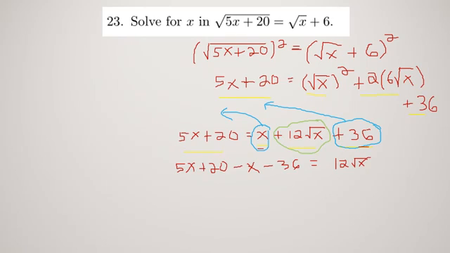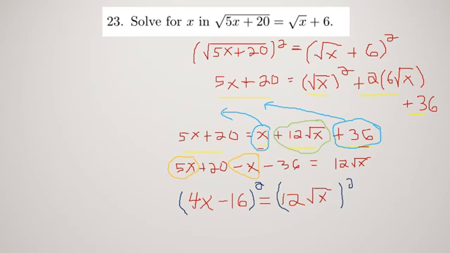So, and then simplify. Merong 5x at saka negative x. So, 5 minus 1, that's 4x. And then 20 minus 36 is negative 16. Negative 16 equals 12 square root of x. And then since meron pang radical, let's do another squaring. So, square ulit both sides. So, we'll continue sa left side dito.